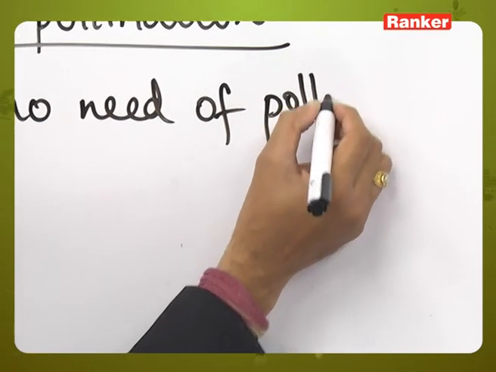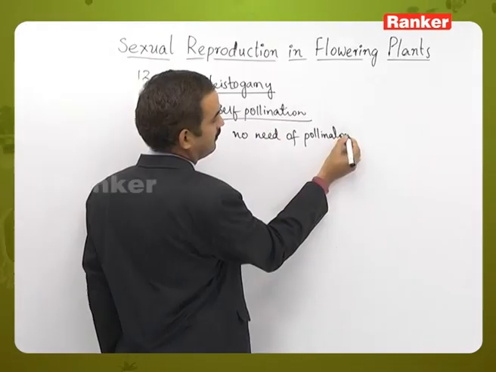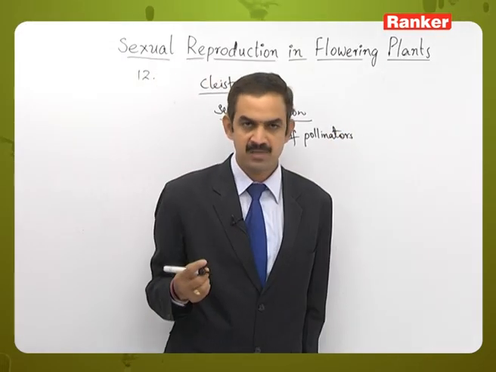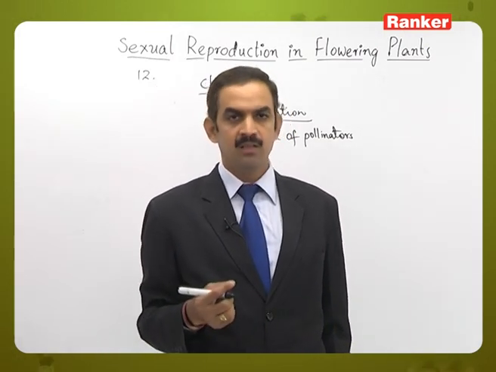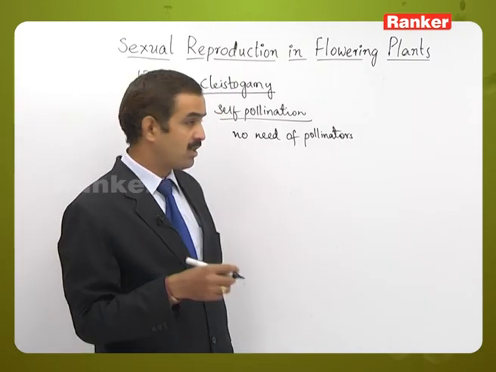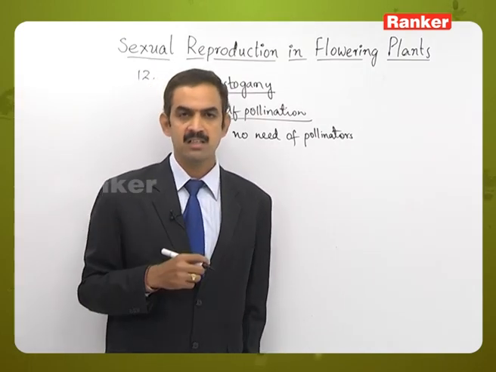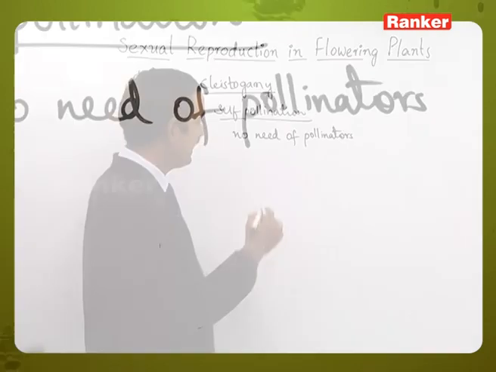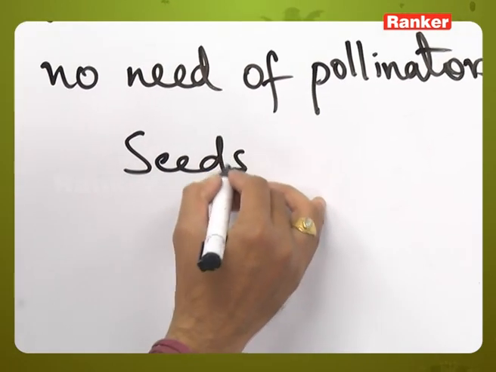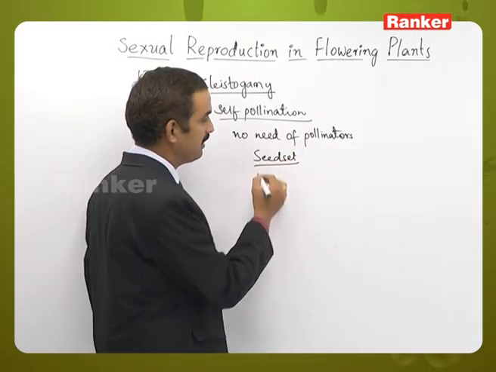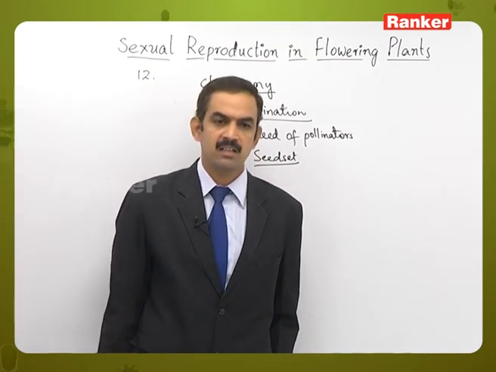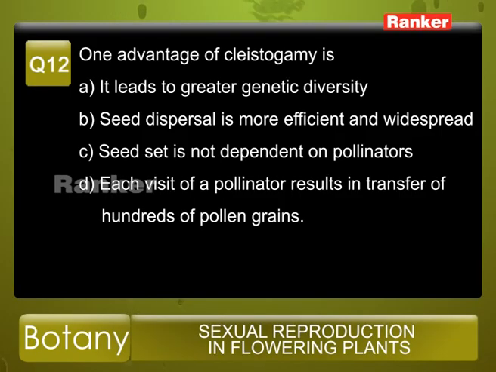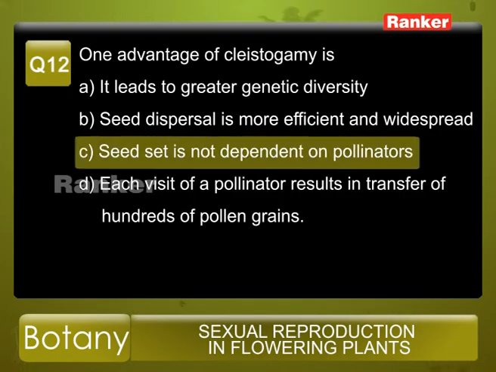pollinators. That means unfortunately, if pollinators are absent, there is no possibility for cross-pollination. But here, if pollinators are not available, there is still a chance of pollination leading to the formation of seeds. That is, seed set is possible in the absence of pollinators also, or the seed set is not dependent on the pollinators. So from the given options, option C is the correct answer.